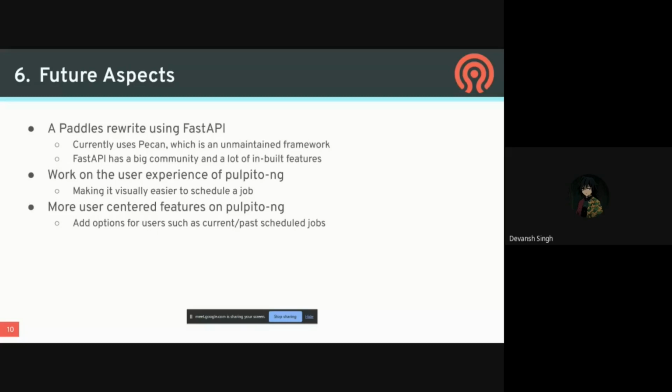Other than that, we also can work more upon the user experience of Pulpito NextGen by making it visually easier to schedule a job. Like currently, you saw that the table wasn't that visually pleasing, so we can work a bit more on it so that it's a bit better, is what I'm trying to say.